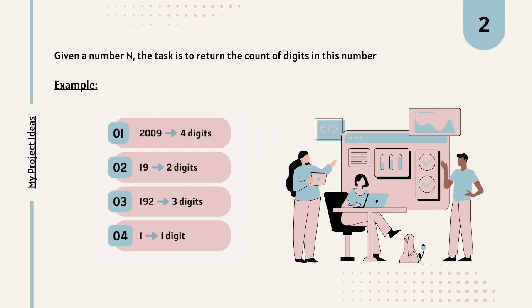Cool. So a number is given as n. The task is to return the count of digits in this number. For example, in 2009 you have 4 digits, in 19 you have 2 digits, that is 1 and 9. In 192, there are 3 digits, that is 1, 9, and 2. And in the number 1, there is 1 digit, that is 1. Okay? Easy? No brainer?